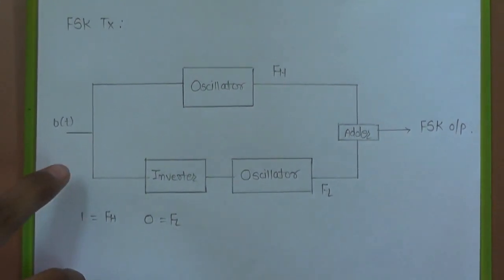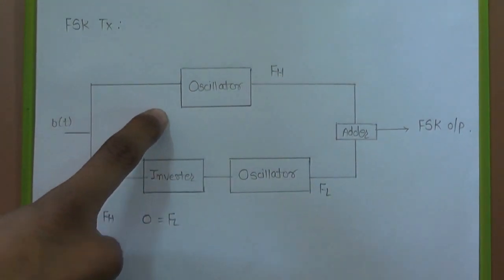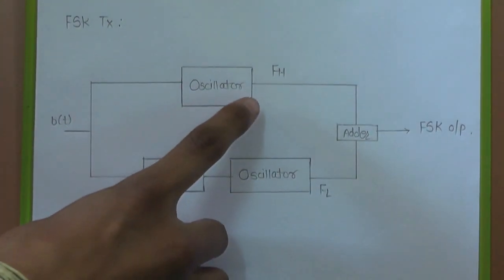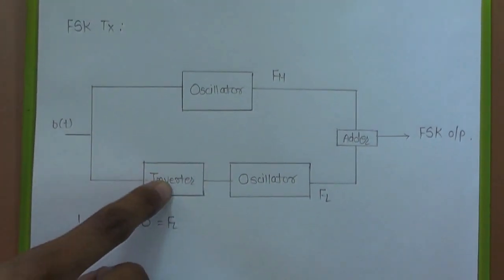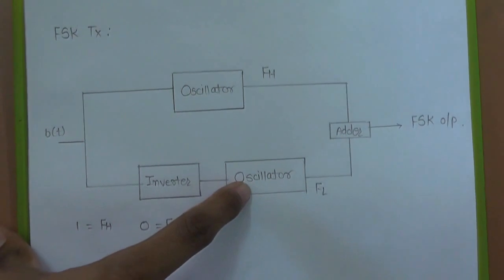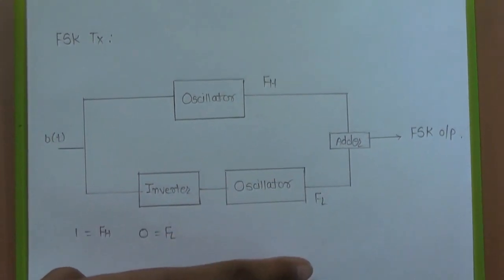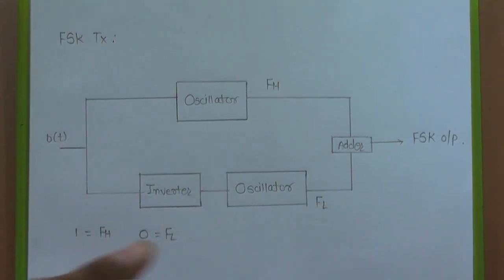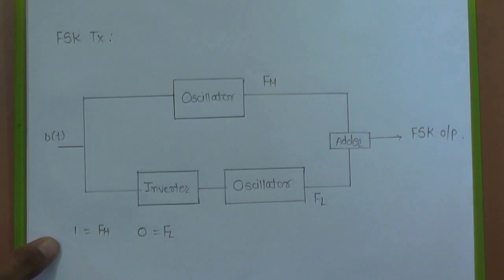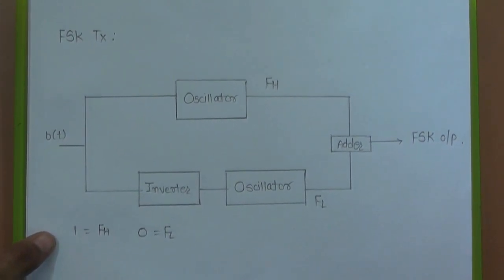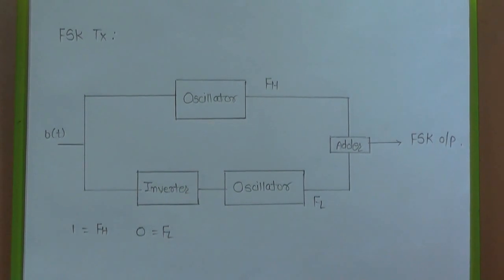So when the 1 is transmitted, oscillator 1 will be generating a higher frequency, FH, while if 0 is transmitted, it will be inverted to 1 by the inverter. Oscillator 2 will be producing a lower frequency, FL. Both the frequencies will be added and the FSK output is generated, where the first bit 1 will correspond to the higher frequency and the 0 bit will correspond to the lower frequency.